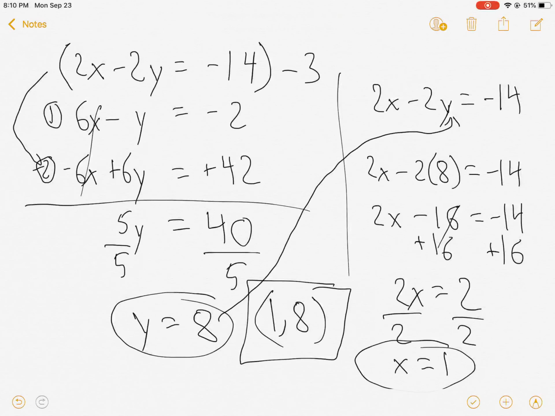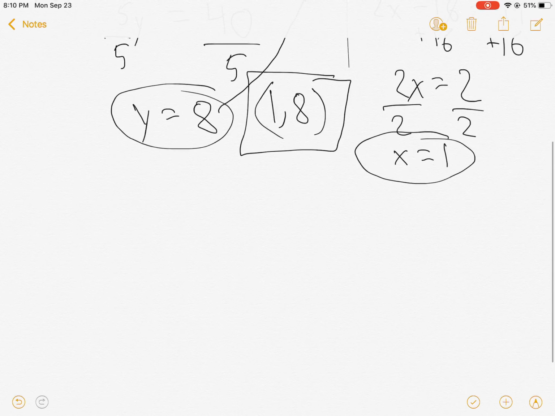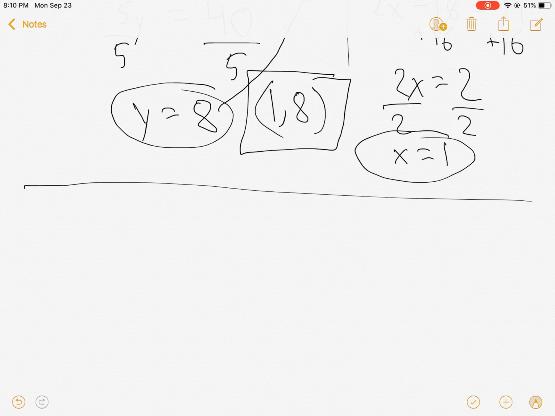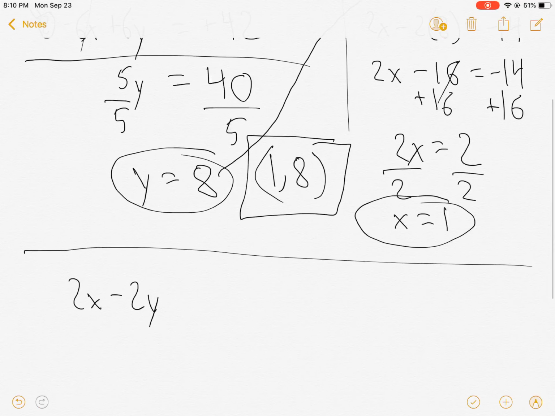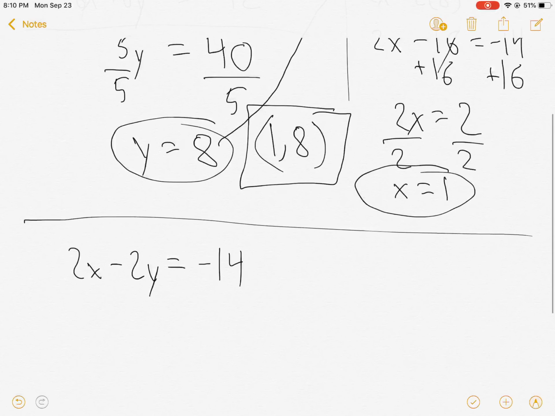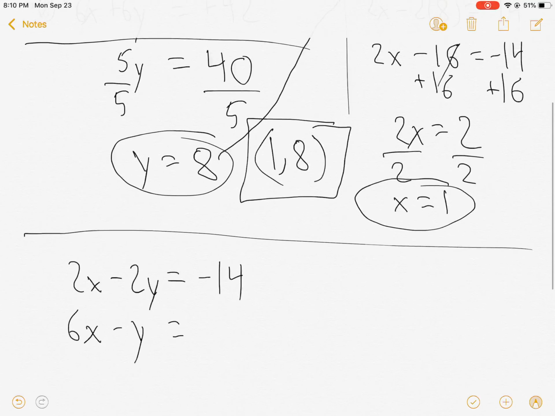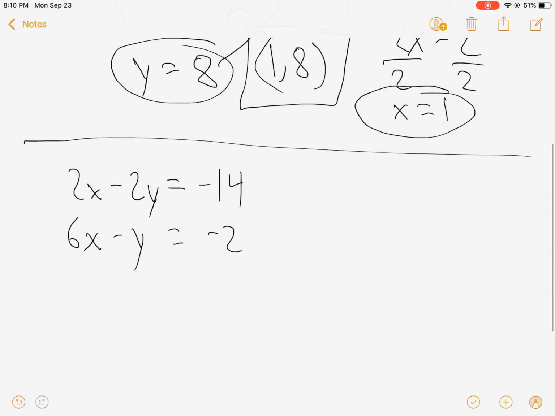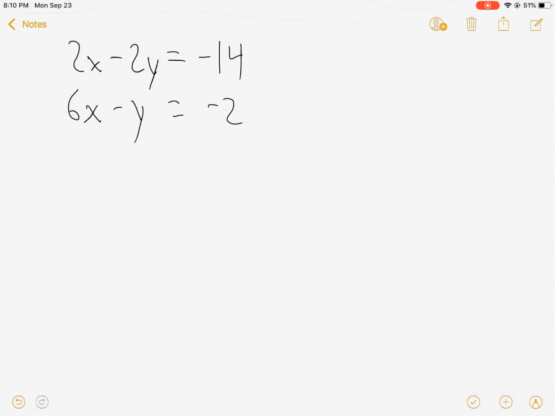That's the elimination method. That's not the only way it has to be done though. Let's restart this problem. 2x minus 2y equals negative 14, and we had 6x minus y equals negative 2. Let's try and cancel out the y's this time. Meaning the x's are fine. I want to multiply one of the equations by something that would cause my y's to cancel out.